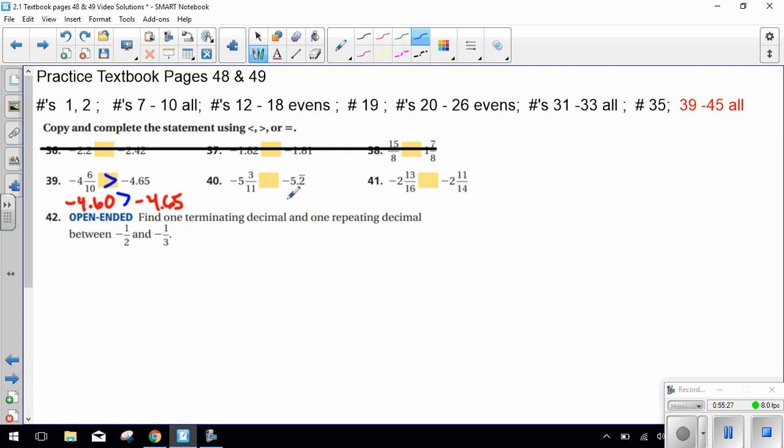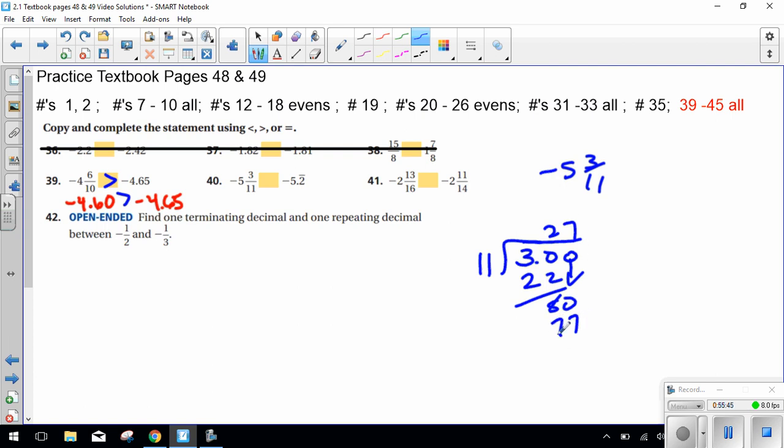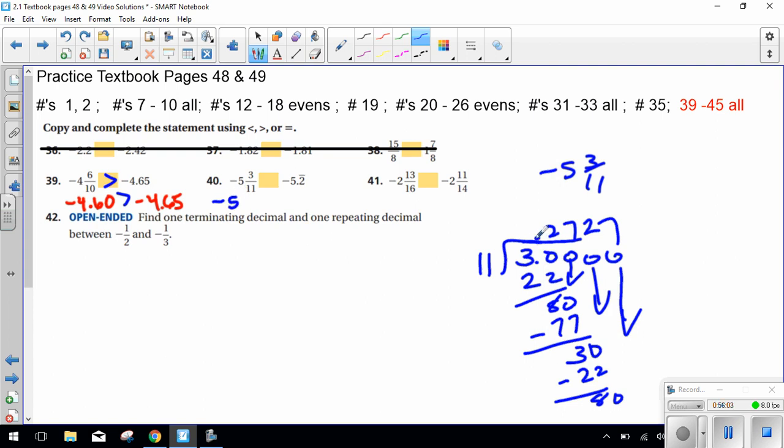Okay, for number 40, I'm going to take the 3 over 11 and divide. 11 can't go into 3, so I add a decimal and a 0. I get 22. Add a 0 and bring down. That's 77. Add a 0, bring down 2. So it looks like this is going to repeat. So this is negative 5. Decimal point will go straight up. And 2, 7 repeating.